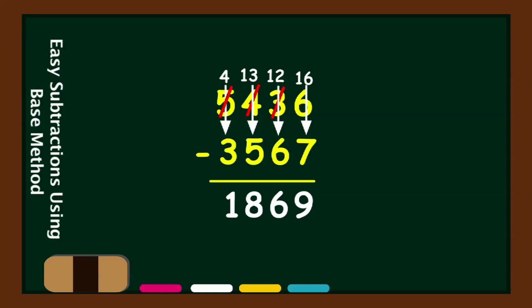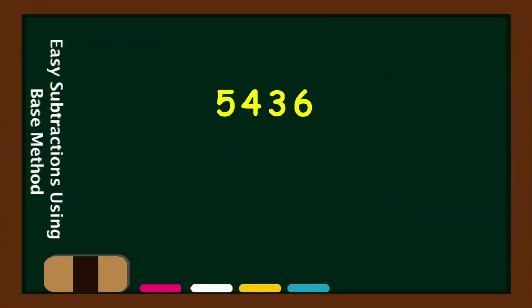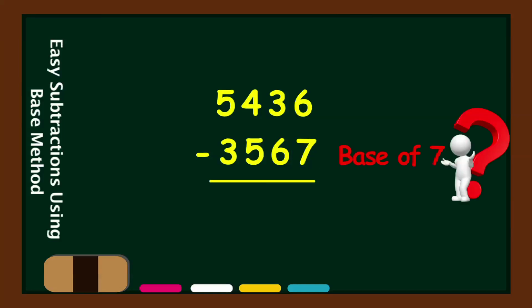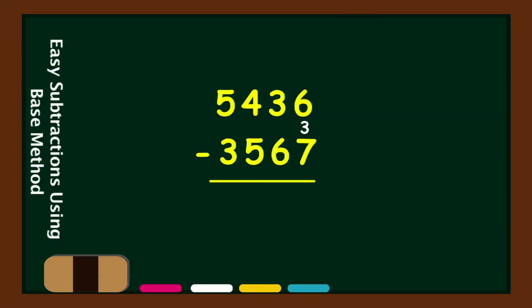We take the same example. 5436 minus 3567. Here 6 is smaller than 7. So we cannot subtract 7 from 6 directly. For this we take the base of 7. Now what is the base of 7? The base of 7 is 3. Then we add 3 to 6. We get 9. Now we write 9 here.